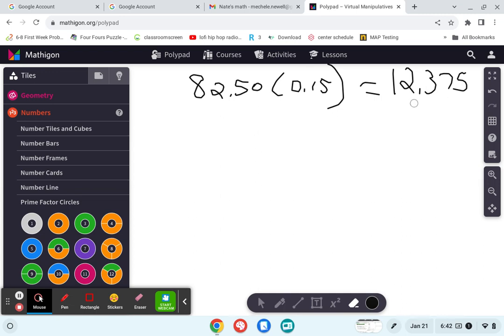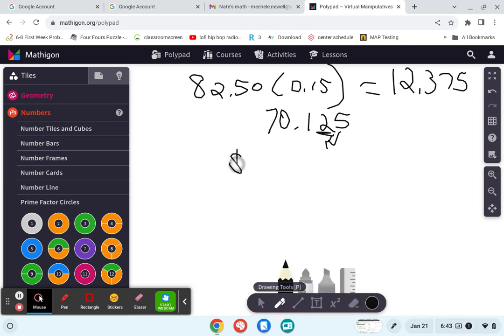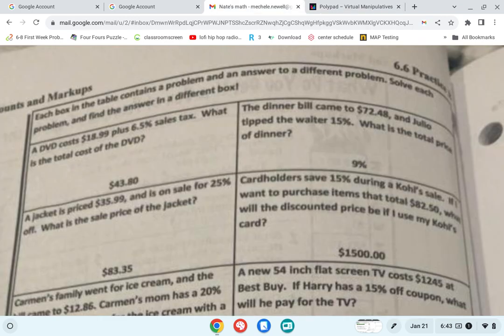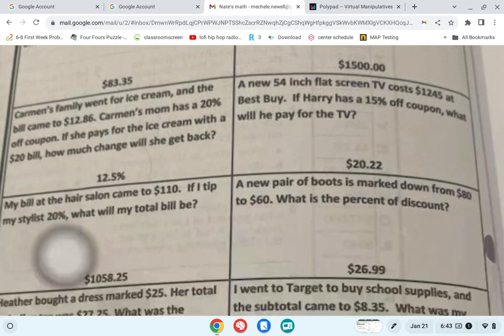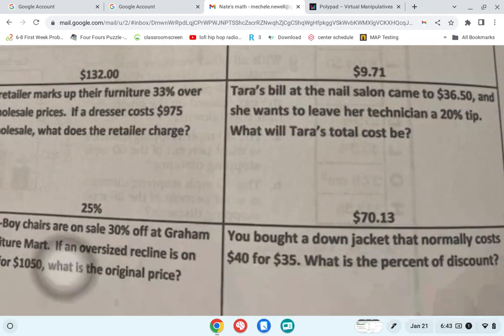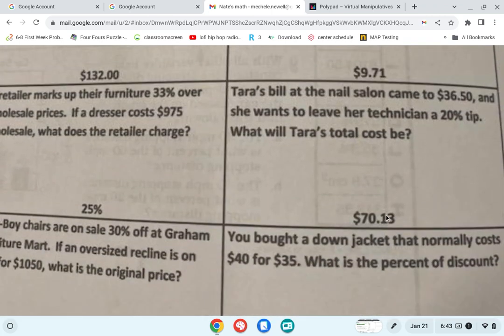So I did the math, and it's 12.375, and then I take 82.50, and I subtract 12.375, and I get 70.125. And if I round this up to a 3, my total that I'll have to pay is $70.13. Let's see if we have that as an answer anywhere. Ah, here it is. $70.13. So that's how you solve it.